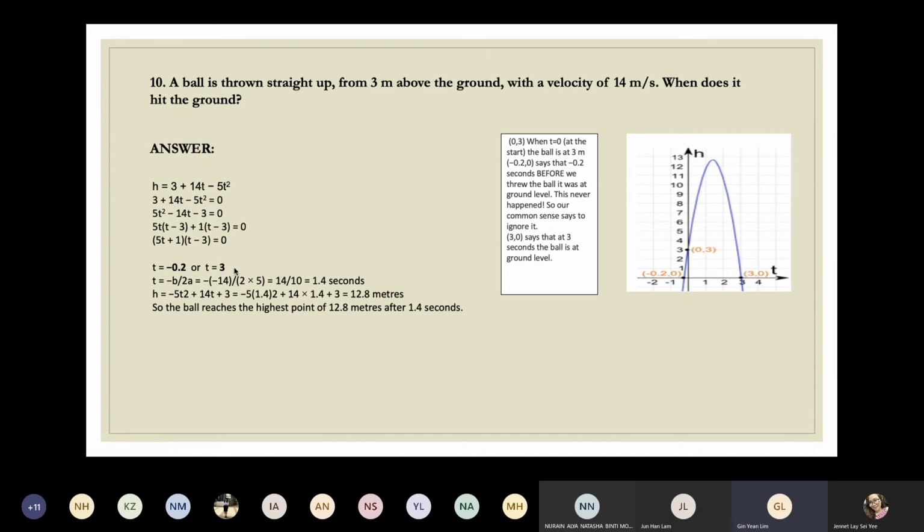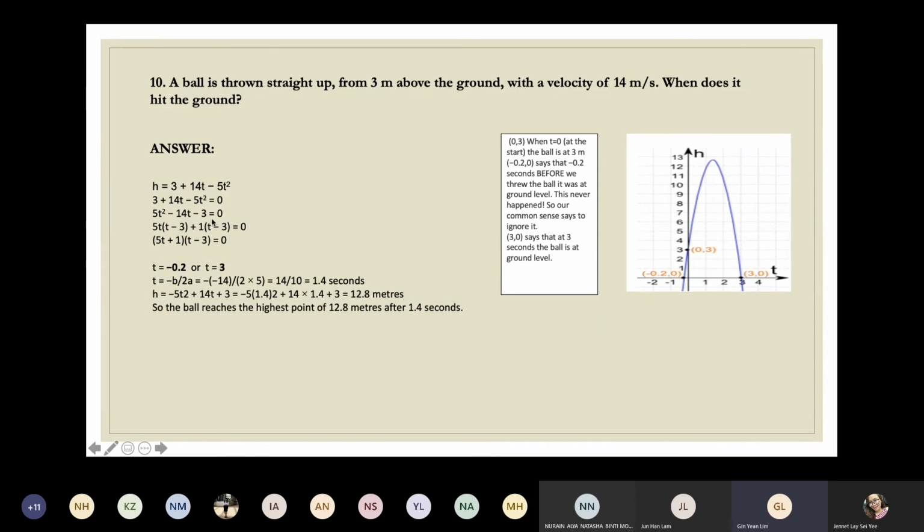So the equation you form will be h equals to 3 for the y-intercept, 3 meters above the ground, plus 14t, where the 14 will be your velocity, minus 5t squared. Then after you form the equation, you assume h equals to 0 because you want to find the t there. So after this, you want to form the general quadratic equation. You rearrange it to get 5t squared to the front. 5t squared minus 14t minus 3 equals to 0.